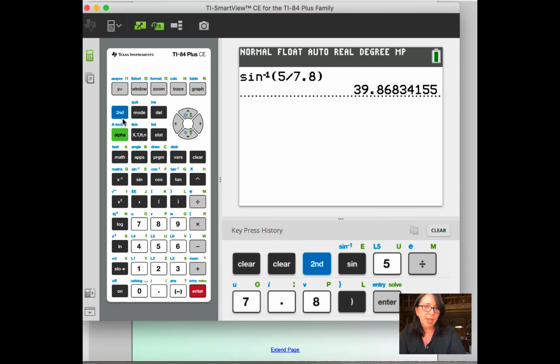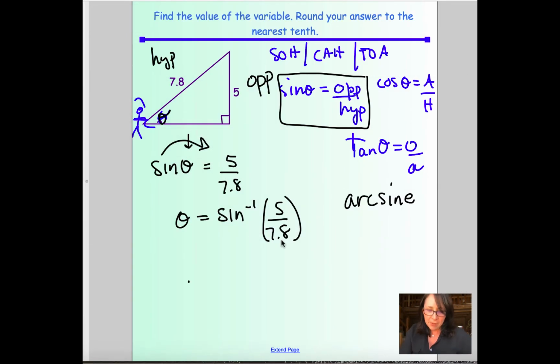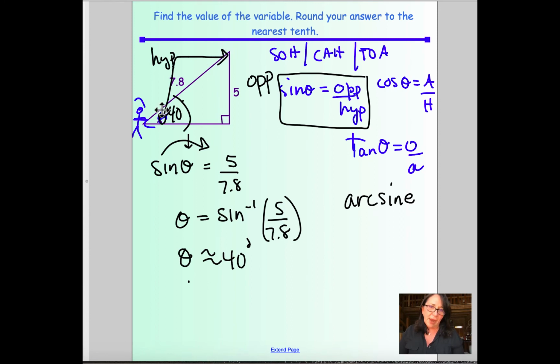All right. So again, remember, you have to hit the second button. If you're trying to find an angle, that's when you're going to use arc sine, arc cosine, or arc tangent. So what did we get? 40 degrees. So theta is about 40 degrees, and that would be this angle down here. Remember that both this angle and this angle here add up to be 90. So this would be about 50 degrees if I wanted that value as well.